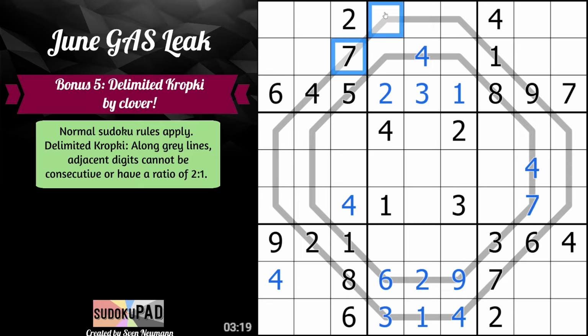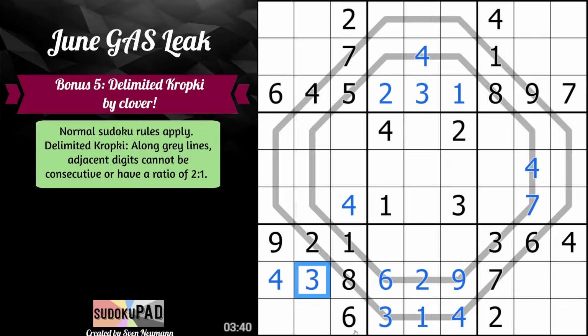I'm assuming digits can be next to themselves. Like 7 is in a 1-to-1 ratio and it's not in fact consecutive with itself, so I think that would be okay. Though if something shows me otherwise, I'll believe it.